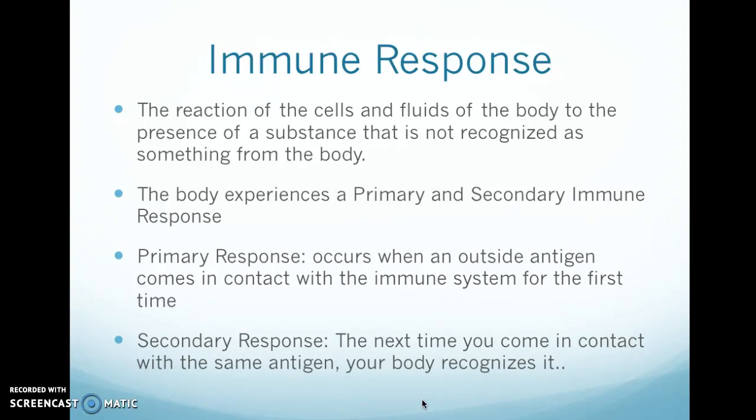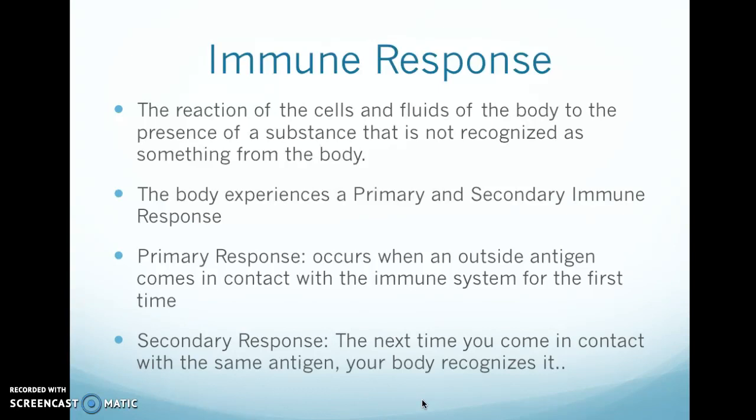And when this happens, the body experiences a primary and secondary immune response. This means that when something first enters the body, it's going to automatically start a response. The first response is the primary response, and this occurs when an outside antigen comes in contact with the immune system for the first time. So if you were to get sick and your immune system had never experienced this before, this is where this response comes into play. It's to protect you from bacteria, viruses, and other foreign substances that the immune system needs to recognize in order to develop a response.